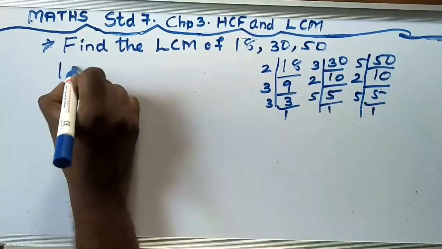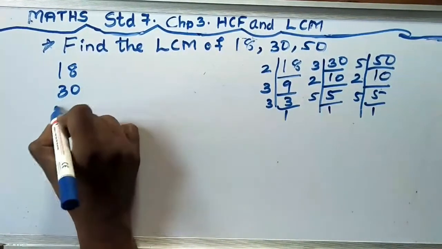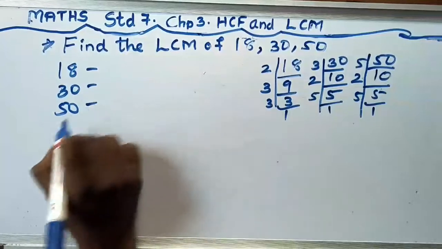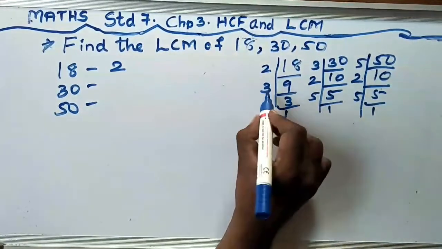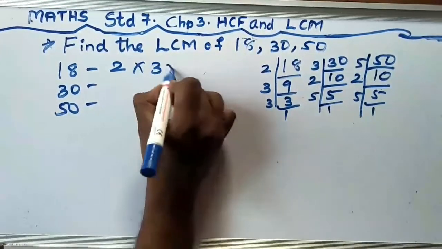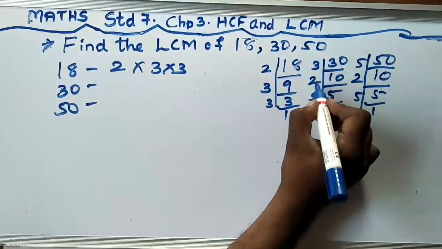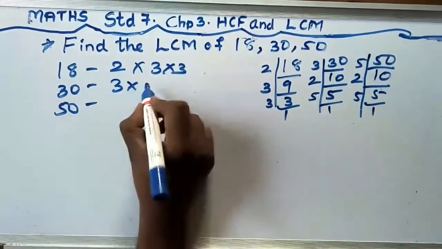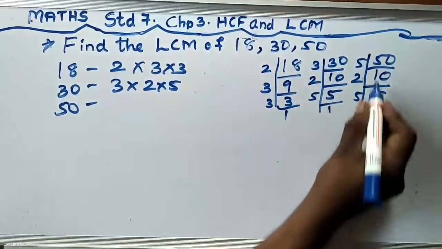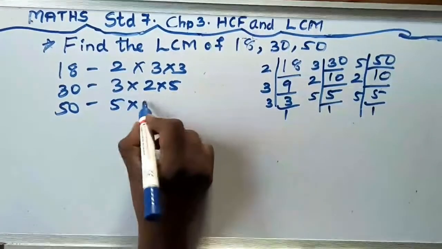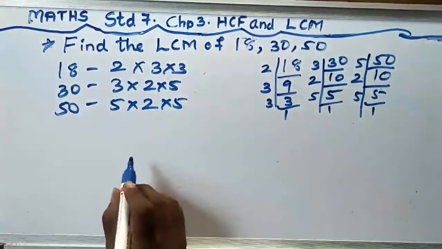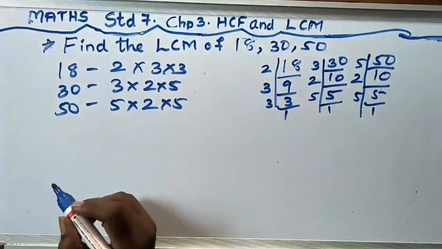So let us write 18, 30 and 50. 18 is 2, 3, 3. 30 is 3 into 2 into 5. 50 is 5 into 2 into 5. Here I found the prime factors.